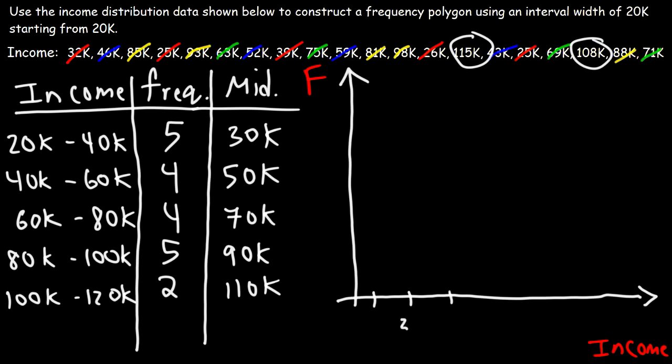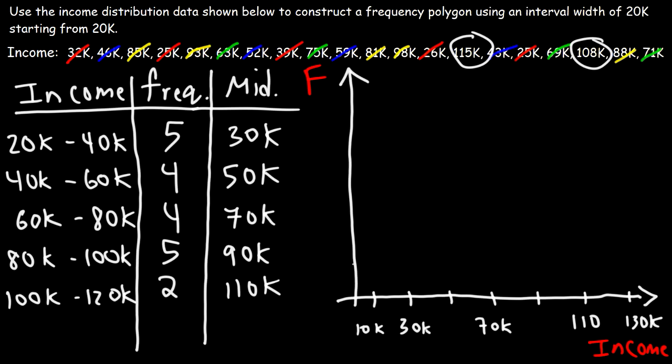So this is going to be 30K, and then 50, and then 70K, and then 90, and then 110K. Now, we need a value below our lowest midpoint value and one above our highest midpoint value. So this will correspond to 10K, and this will correspond to 130K when constructing a frequency polygon. And we'll talk about why in a minute.